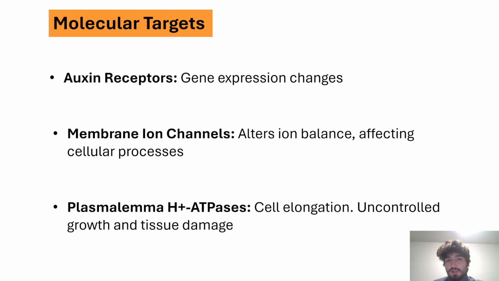And here are the molecular targets. We have the auxin receptors, which are responsible for gene expression change, and also the membrane ion channels, which alter the ion balance, affecting cellular processes, and also the plasma membrane H+-ATPases, causing cell elongation, uncontrolled growth, and tissue damage.